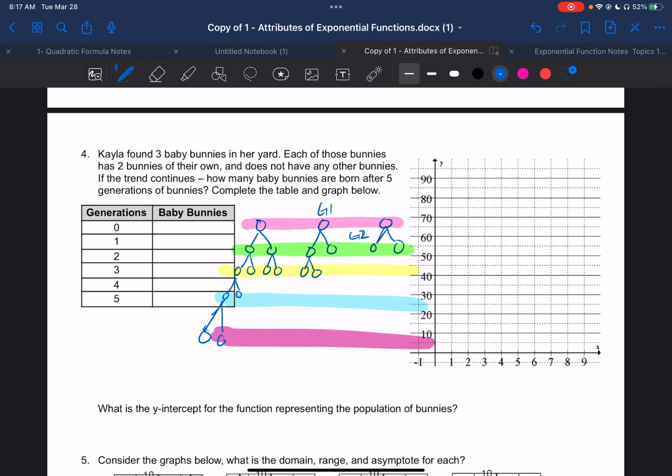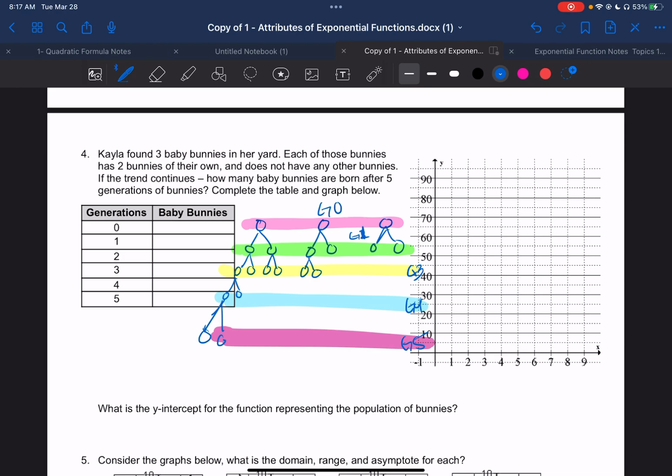Oh, my bad. Generation 0. Oh no, I messed up. So 5 generations. The original one is the starting one. My bad. So this is actually G0. So this is G1. Yellow is going to be G3. This is G4, G5. All right, that's how you do it right there.